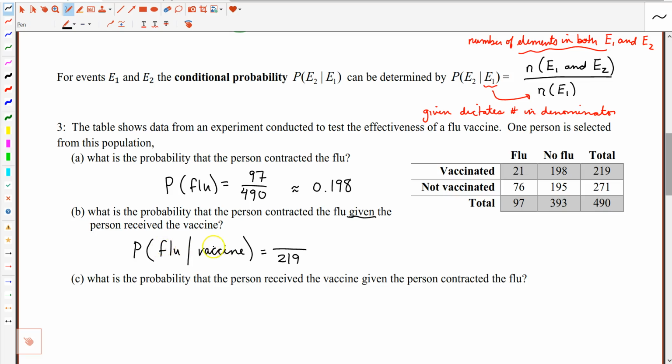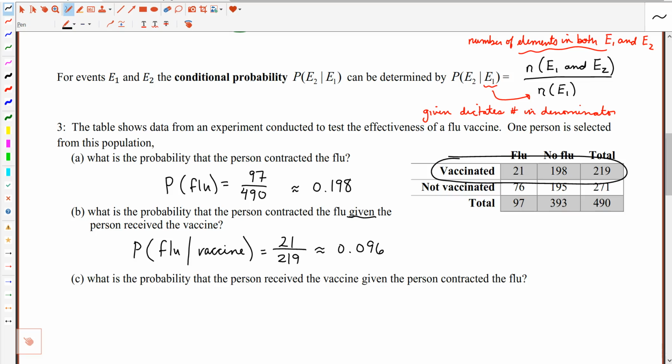So notice that I'm looking for people that were vaccinated and had the flu. At this point in time, this is like my universe. I'm only allowed to look at these people right here, because I was told that the person had been vaccinated. So 21 people had the flu out of the 219 that had been vaccinated. This probability, taken to a decimal form to the nearest thousandth, would be 0.096. So what we're finding here is that there is about a 10% chance that if you've been vaccinated you'll still get the flu, based upon this data.